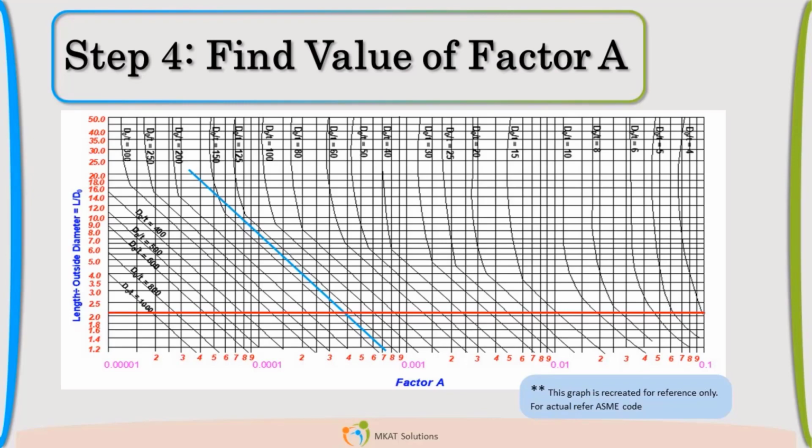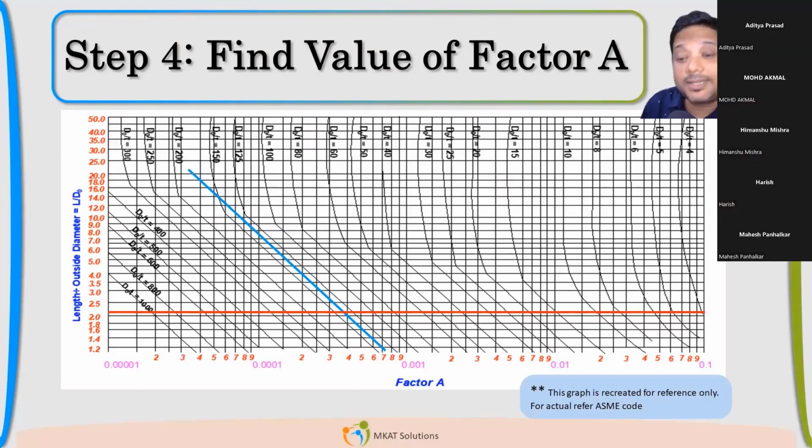I have a line for D naught by T ratio 125 available in the code, and for D naught by T 150 we also have a line. So 135 will lie in between. Now you know that it's an approximation which we are doing. We don't know the exact value because there is a very small gap available. Even the thickness of the line will make the exact value vary.